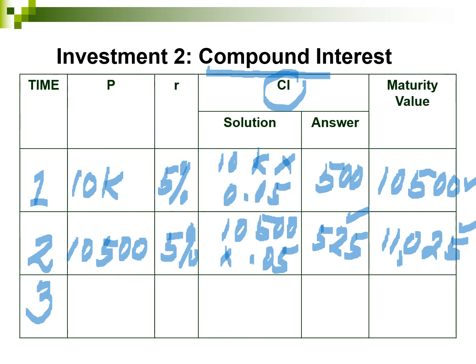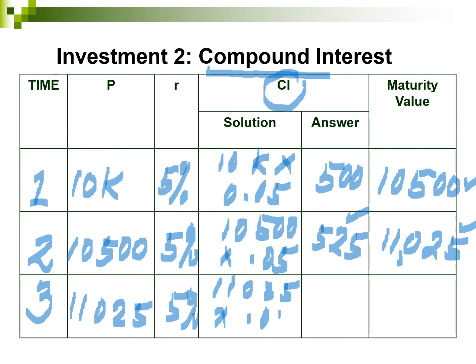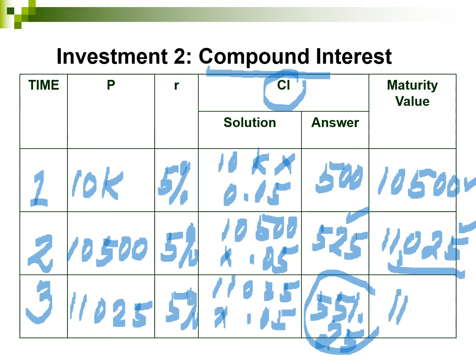And on the third year, our principal here now will become 11,025, the same interest 5%. So multiply 11,025 times 0.05 again will give us 551.25. And then add this to the previous amount, and the result is 11,576.25. 11,576.25 will be the amount of your money after 3 years.